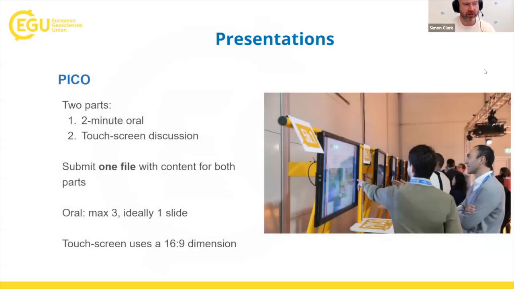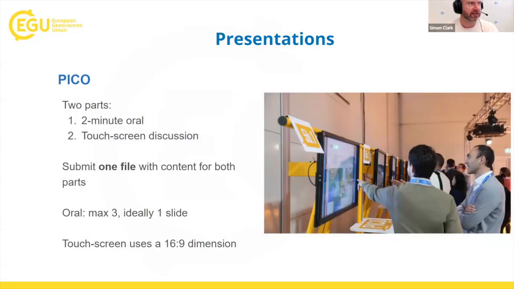Presentations, so finally the PICOs. As I said, these are a presentation in two parts, the 2-minute spoken section, and then a touchscreen discussion after. A key thing is, although it's a presentation in two parts, make sure the presentations are in one file when you submit it.